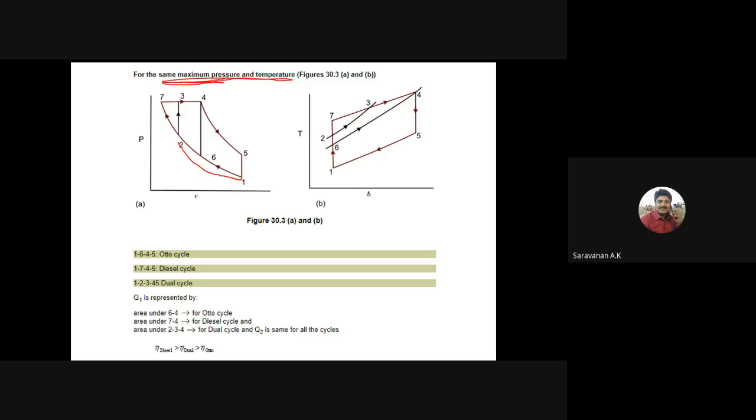See, 1 to 2 is adiabatic compression and constant pressure heat addition. Constant pressure means it's a diesel cycle, right? So 1745 is the diesel cycle, 16 is the Otto cycle, and here it is the dual combustion cycle. For the same maximum pressure and temperature, the diesel cycle efficiency is more compared to the other two cycles.